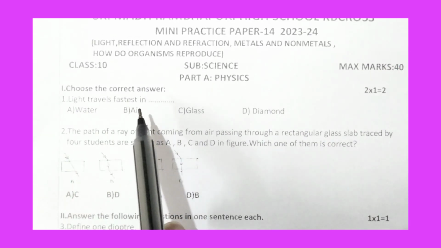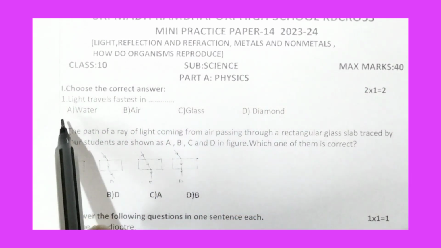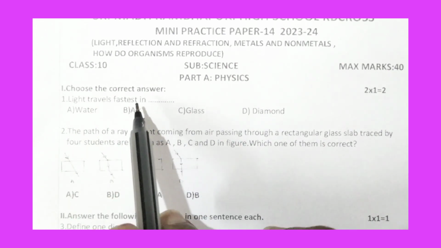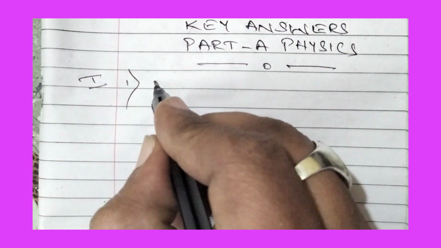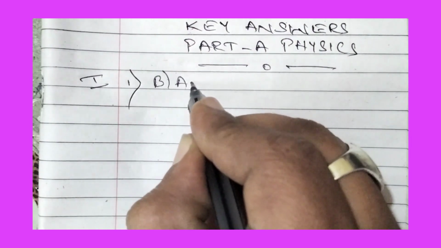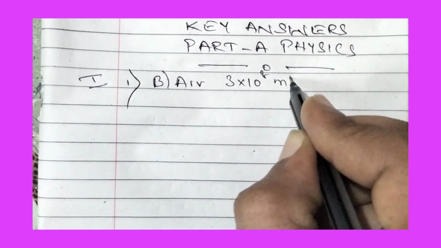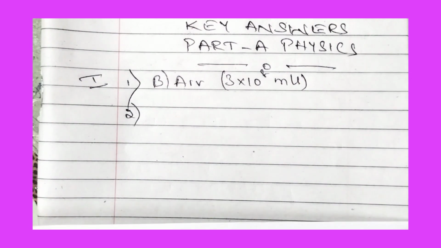Light travels fast in dash: water, air, glass, diamond. Among these four options, light always travels fastest in air. So the first question's answer is option B, that is air. It travels at a speed of 3 into 10 to the power of 8 meter per second. Then let us move to the second question.